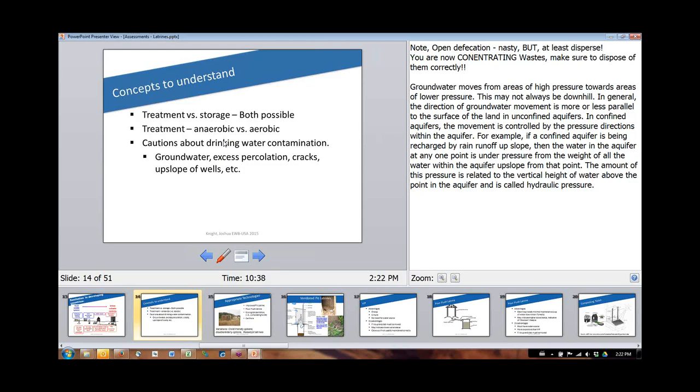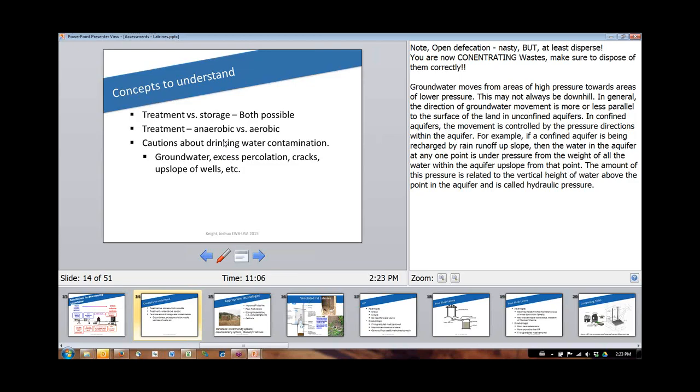Also, the same with anaerobic versus aerobic. Many of our systems are anaerobic in that they sit in the ground and they do not have any oxygen, which is the definition of anaerobic. Aerobic means with oxygen, that you are getting some oxygen in there. Usually the majority of our systems have both, but you will have it mainly be one or the other. And that'll be something you'll decide as a project team.